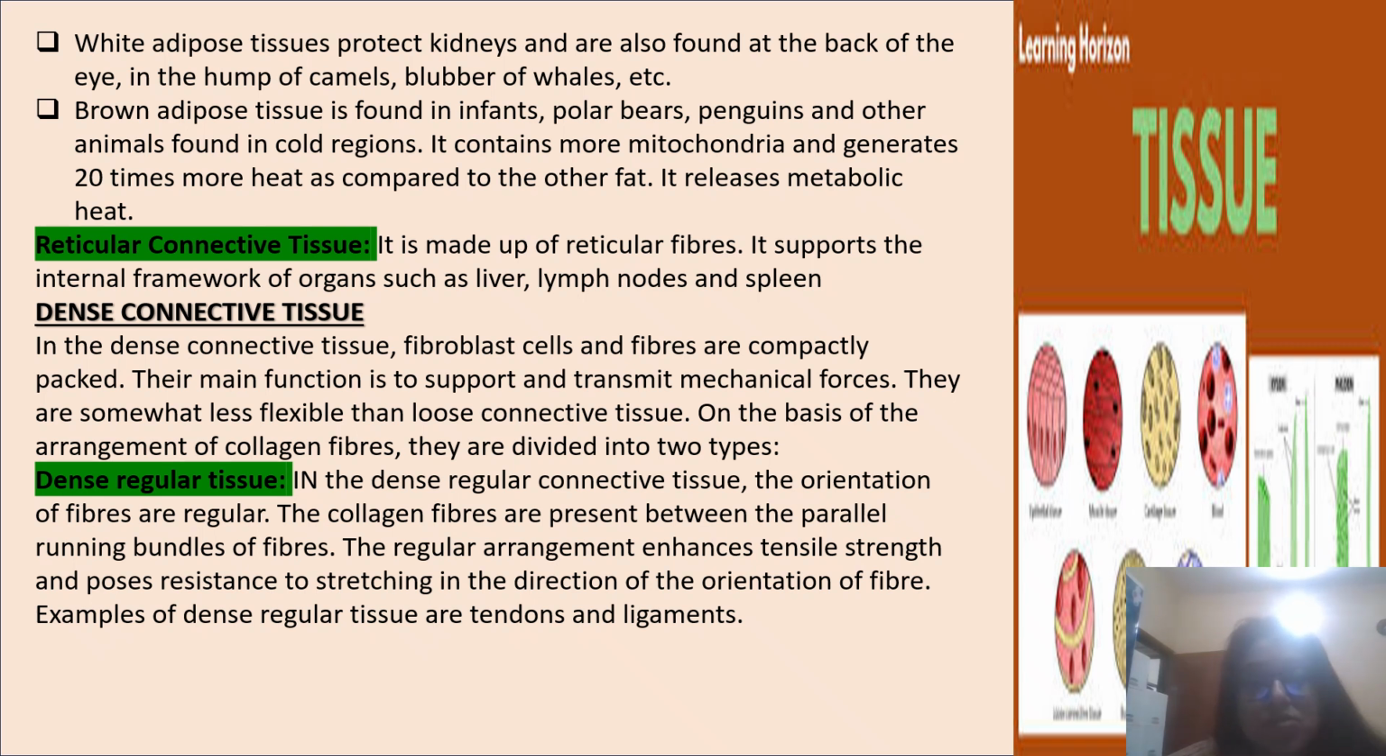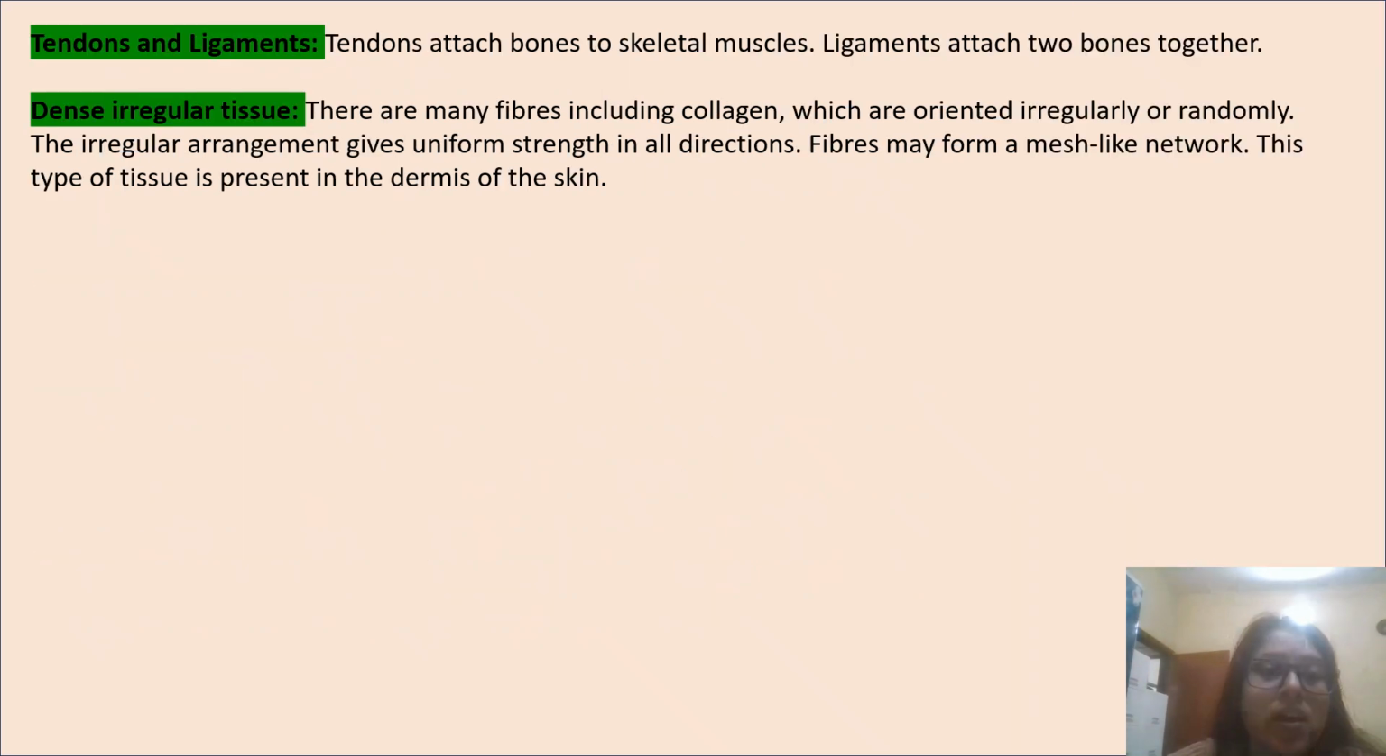The regular arrangement enhances tensile strength and causes resistance to stretching in the direction of the orientation of fiber. Examples of dense regular tissue are tendons and ligaments. Next, tendons and ligaments. Tendons attach bones to skeletal muscles. Ligaments attach bones together.